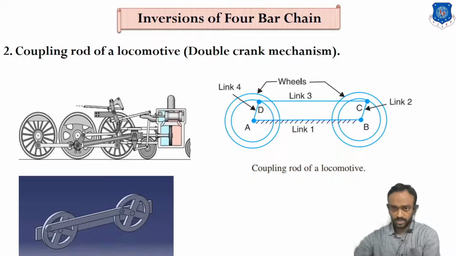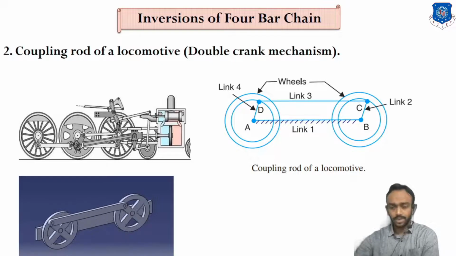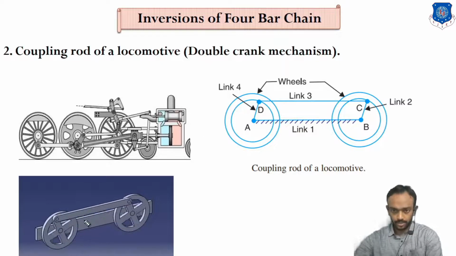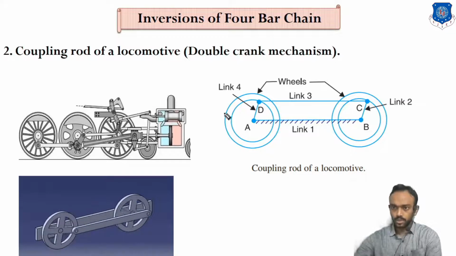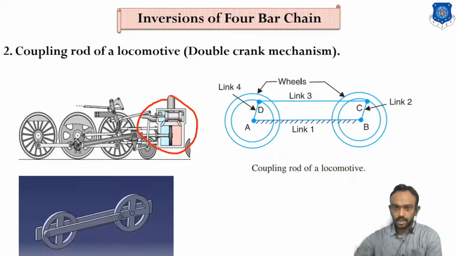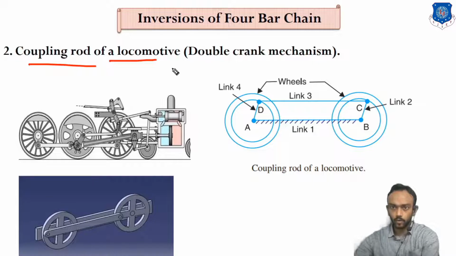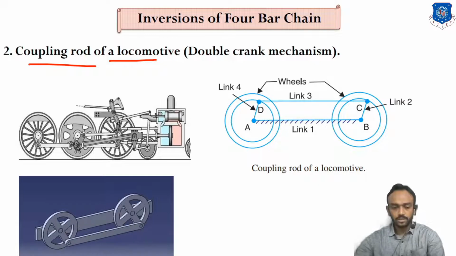This is the second inversion of the 4-bar, which is also known as the double crank. Why double crank? We already know that in a double crank there are 2 elements which are rotating. You can see here the power of this engine comes to rotate this wheel only, but the rotation of this wheel is transmitted to the other wheel by this coupling rod. That's how this mechanism is known as the coupling rod of a locomotive, because it transmits the power of one main wheel to the other wheels. So this is the animation of that. You can see it is also known as a double crank.